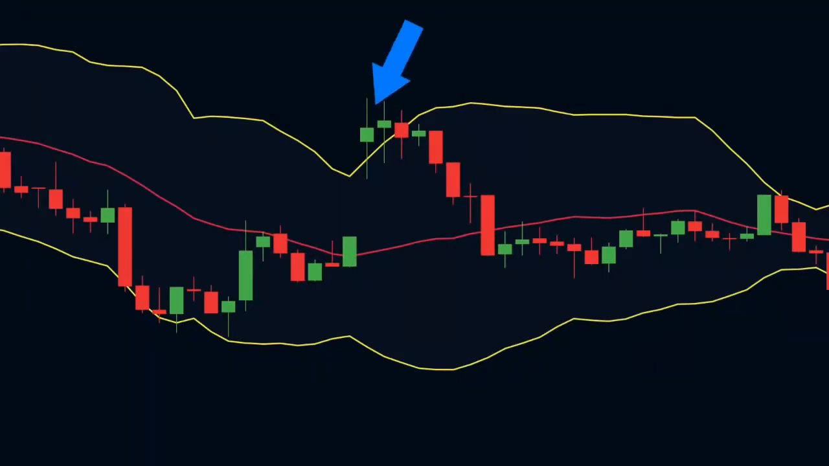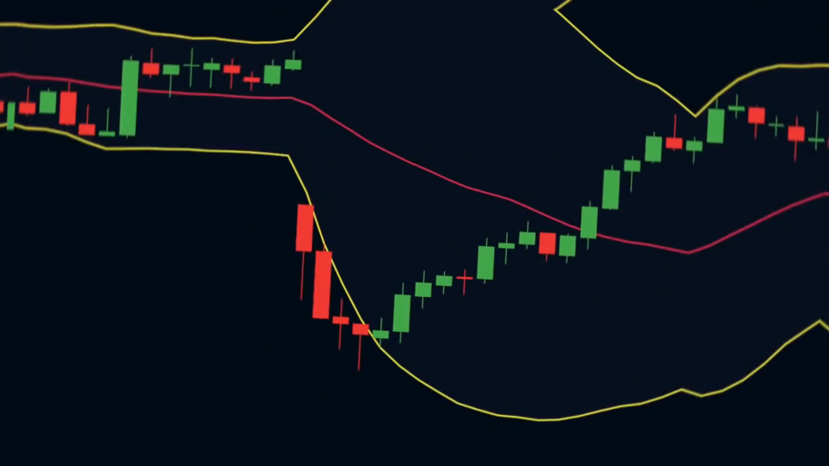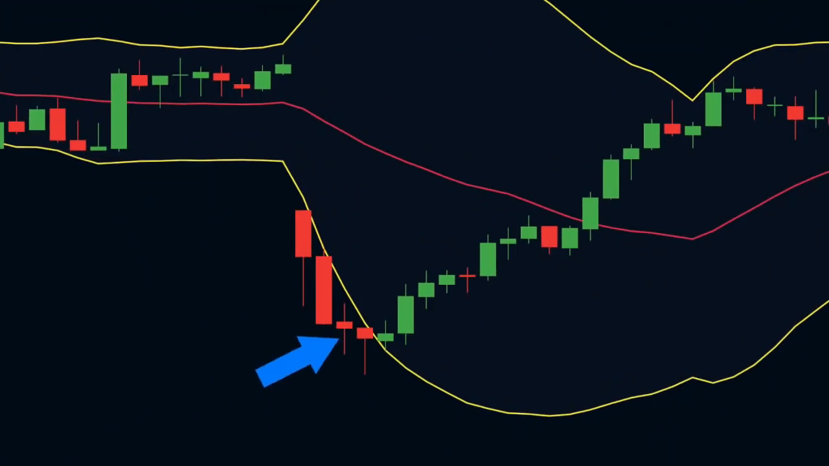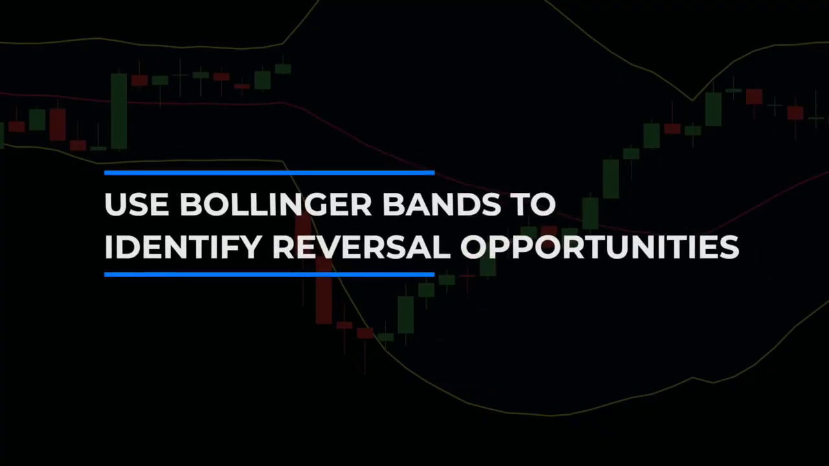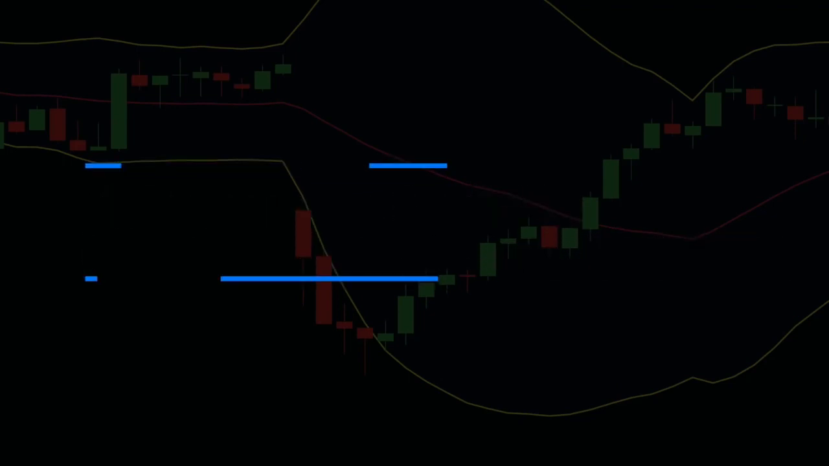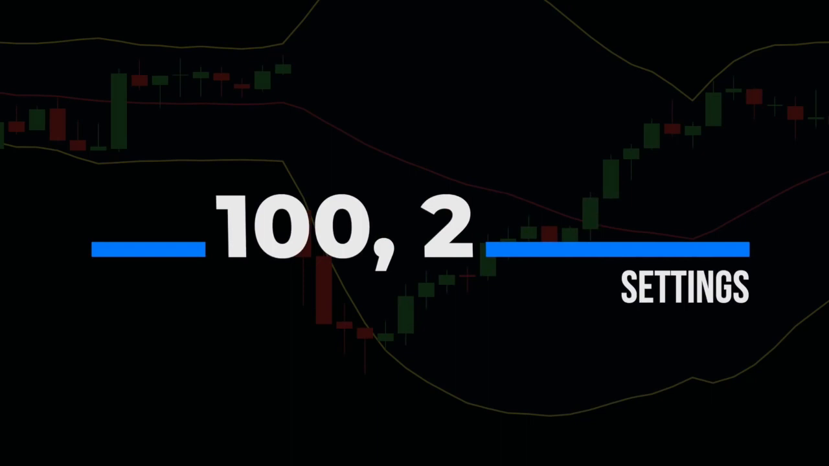When the price moves above the upper band, we expect the price to find resistance and reverse downwards. Similarly, when the price moves below the lower band, we expect the price to find support and move upwards. So we will use the Bollinger Bands to identify reversal opportunities. We will use the Bollinger Band on the setting of a 100-period moving average with two standard deviations above and below it.